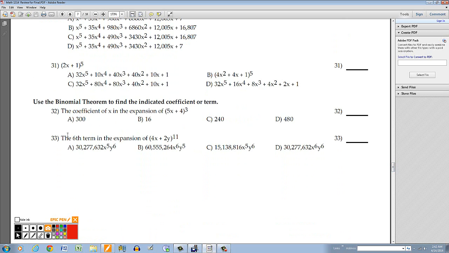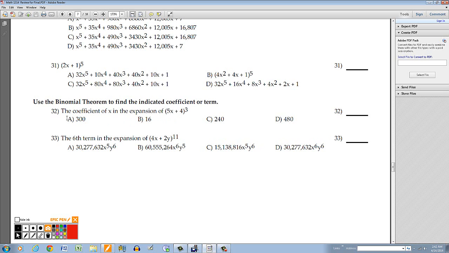For the next 2 problems, use the binomial theorem to find the indicated coefficient. This one is kind of like these other ones here. You could go ahead and just multiply this out, put it in descending order, and then get the answer that way. But there are formulas that you can use where you don't have to do that.